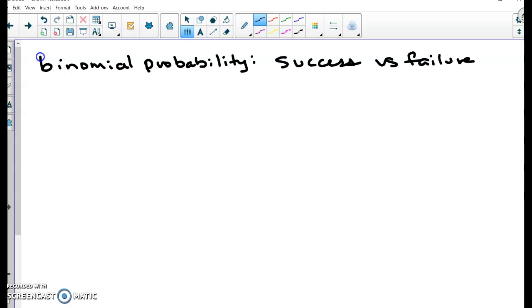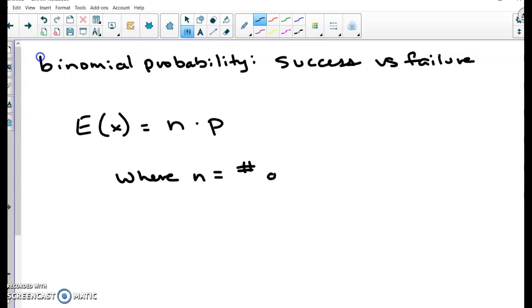So, giving you a situation with binomial probability and the expected value. With binomial probability, you have that success versus failure. So your success is given as a percentage or as a fraction, depending on what you have. The expected value is actually a little bit easier to figure out because the probability is always the same. So our expected value for a binomial situation is n times p, where n equals the number of trials and p equals the probability.